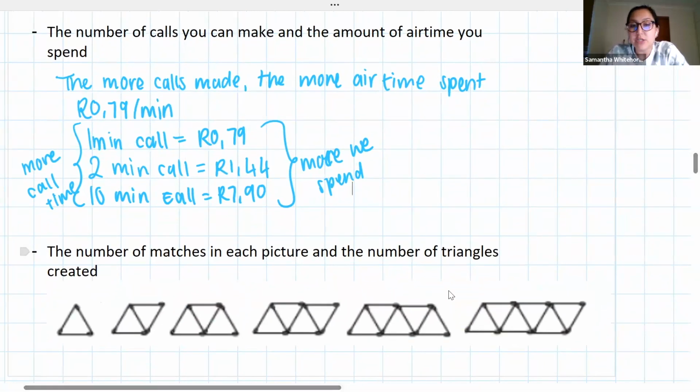The number of matches in each picture and the number of triangles created. So what is the relationship? Essentially, if we have more matches, can we make more triangles? Yes or no? So if I have more matches, can I make more triangles? And on the chat, just yes or no, or thumbs up, thumbs down, what do you think? So with more matches, can I make more triangles in this pattern?